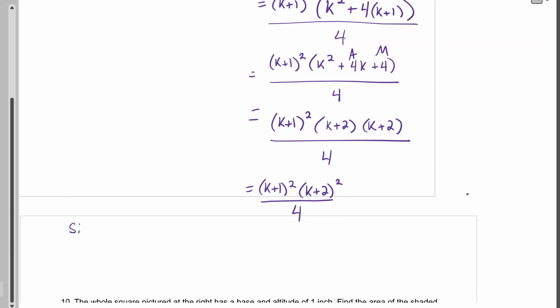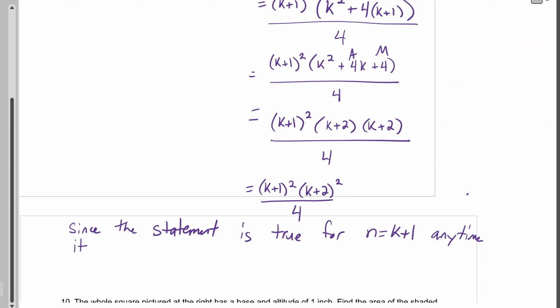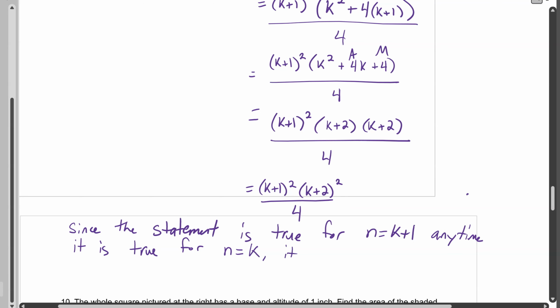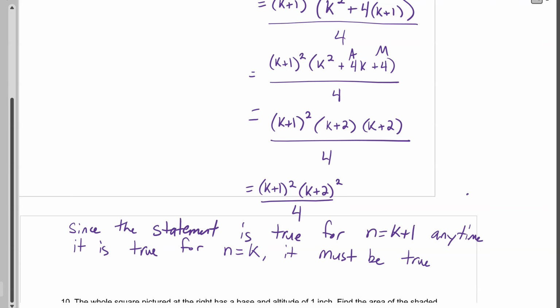So since the statement is true for n equals k plus 1 anytime it is true for n equals k, it must be true for all natural numbers n.